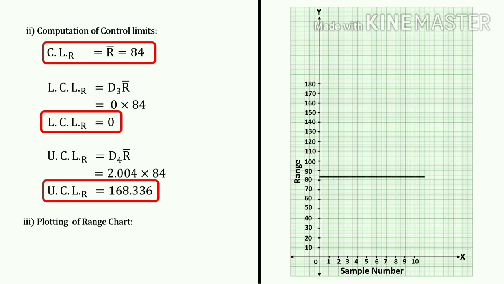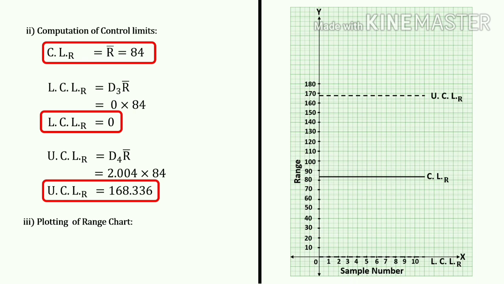Next point is drawing the control limits. The central limit R bar is 84, so we draw it as CLR. The lower control limit is already 0, so we plot lower control limit of R chart on the x-axis itself, and the upper control limit is 168.336, so we will draw it against 168.336. This is the upper control limit for R chart.